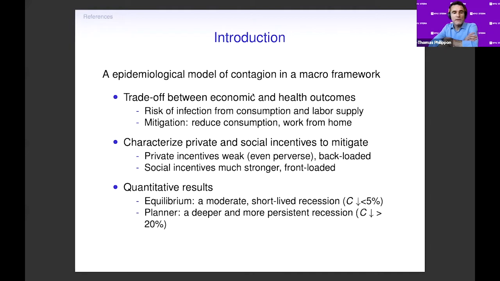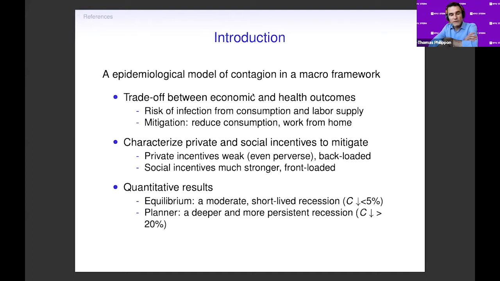And then the thing we want to understand is, first, what are people going to do by themselves? And then the question is, is that enough? And if not, why? How big is the gap between what would be socially desirable and what people would do by themselves? So we'll characterize the private and social incentives, and then we'll show that the social incentives are much stronger and much more front-loaded. In fact, we can even find cases where the private incentives are perverse. And then we'll calibrate the model to get a sense of how steep the trade-off is. Of course, that depends a lot on the parameters, so I'll get to that in 1 second.